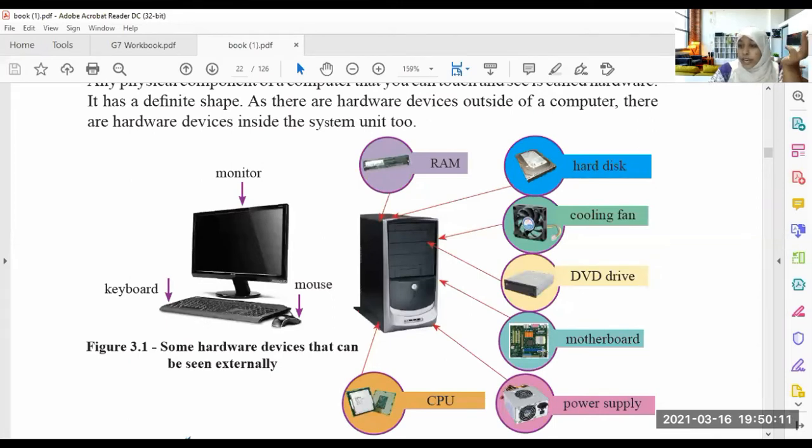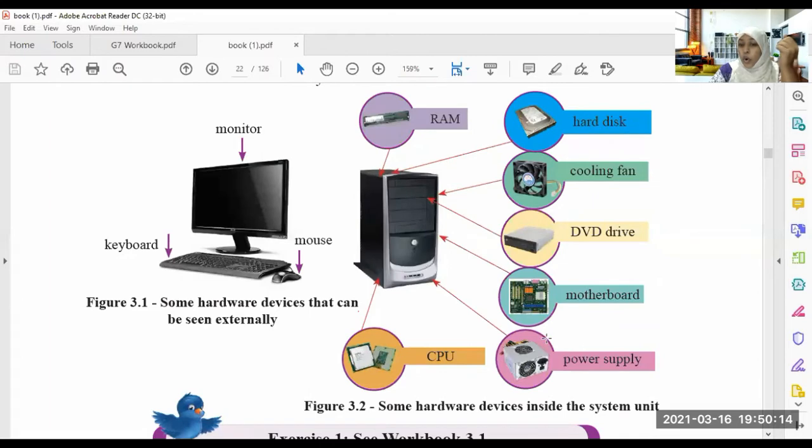The motherboard. Why is it called the motherboard? Because all these components, all these internal hardwares, are connected to the motherboard. The RAM is connected to the motherboard. The hard disk is connected to the motherboard. The cooling fan is connected to the motherboard. The DVD drive is connected to the motherboard. The power supply is also connected to the motherboard. The CPU is on the motherboard. So all the components inside the system unit are connected to the motherboard. That's why it is called the mother. It bears everything. Understood?